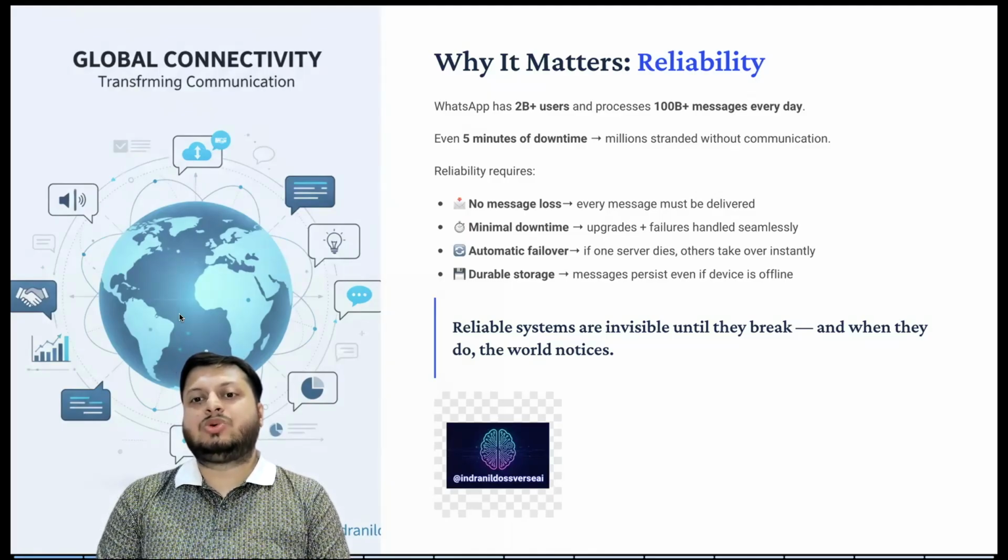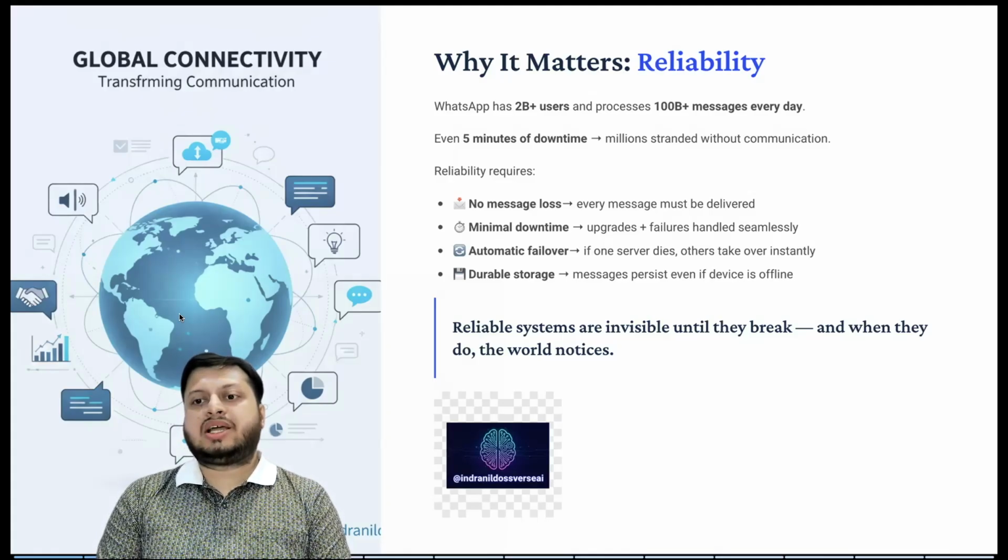So how does it do that? By creating a reliable system. Reliability has four important aspects: no message loss, because in the use case of WhatsApp, every message must be delivered. Minimal downtime, automatic failover.